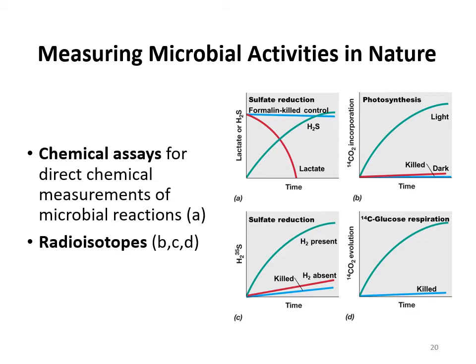Using radioisotopes when there's very high sensitivity required or when you need to analyze turnover rates. So, the turnover within that microbial community. Again, we're not going to go into all the details of the exact reduction and processes occurring here. Just be aware that if you wanted to measure microbial activities in nature, you would either use chemical assays, such as looking at lactate reduction, lactate oxidation, or using radioisotopes.